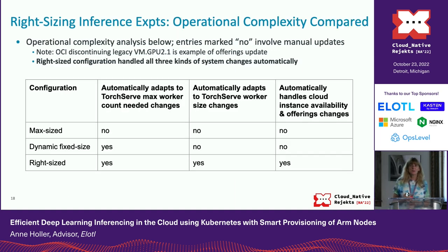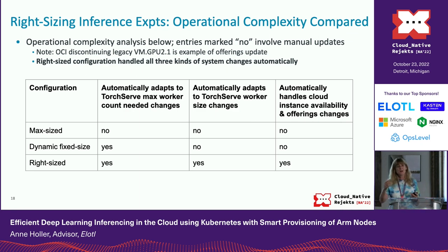So what about operational complexity? Usually as you're trying to be more efficient, it's actually costing you something in operational complexity. So looking at operational complexity in terms of three scenarios, we evaluated these three configurations to see how they responded. These scenarios involve changes to the system where an operator might have to come in and do something to fix things. So the first kind of change is, what if we decided that the dynamic load we wanted to support, so peak load, was different than we had originally planned for? Our model's super successful, we want to have a higher peak, or our model is not as successful as we'd hoped, we want a lower peak.